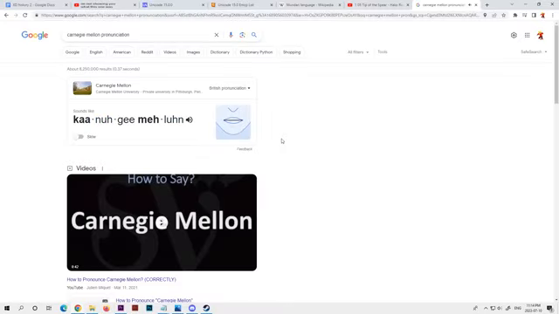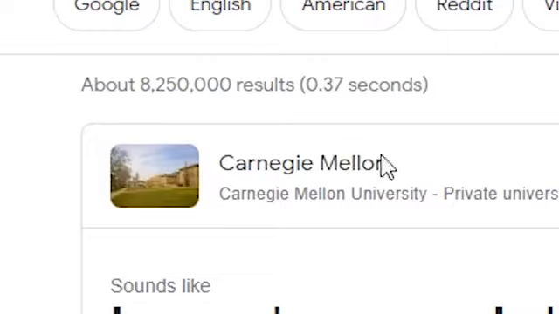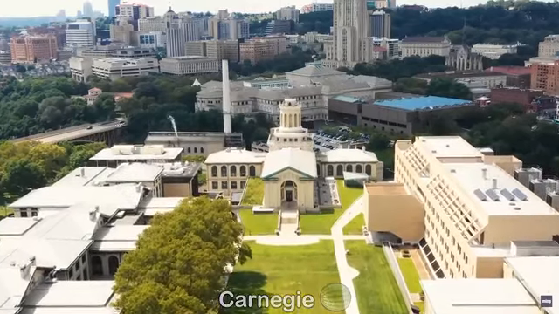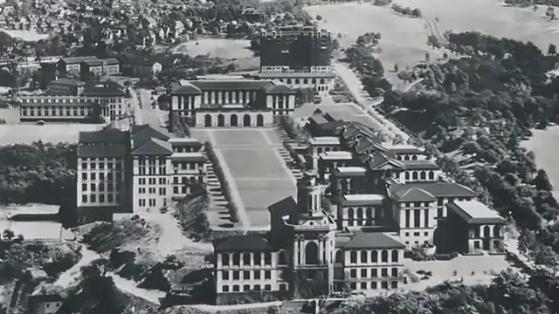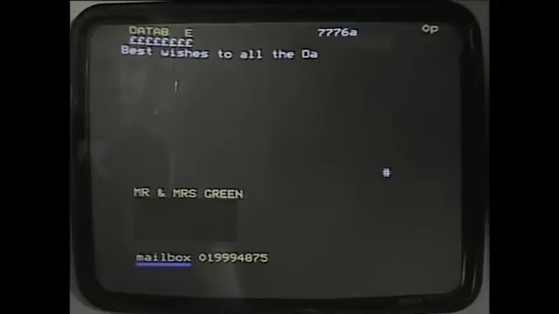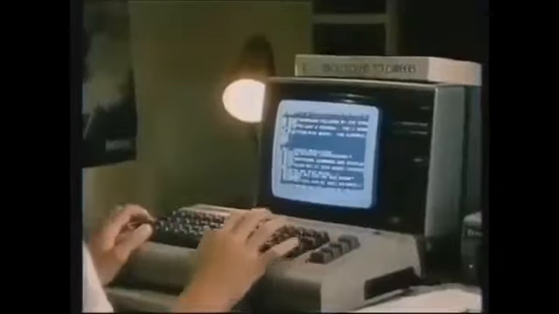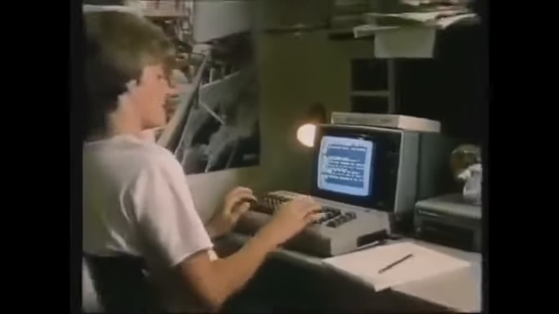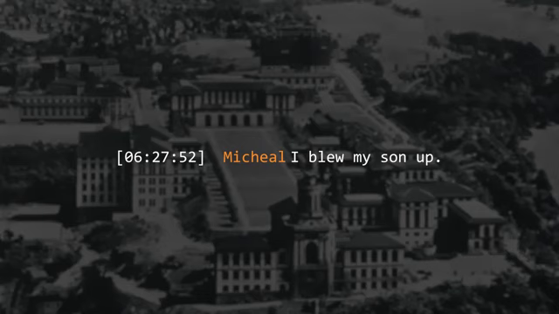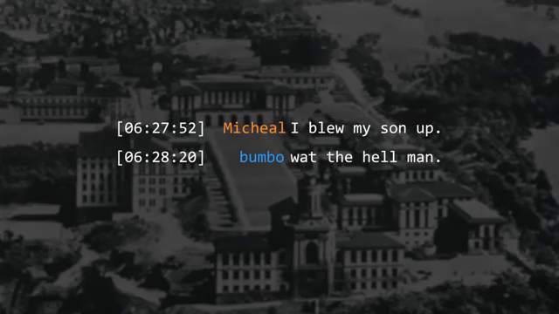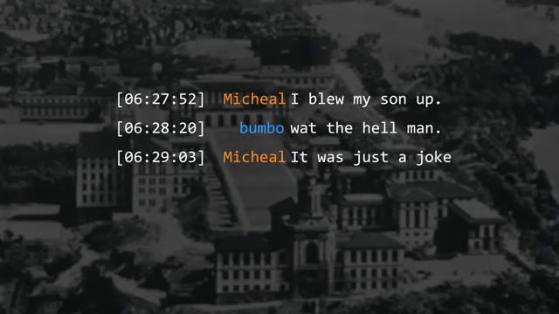Carnegie Mellon. There's no way it's pronounced like that. Carnegie Mellon. Mellon? At Carnegie Mellon University in 1982, where they were having issues on their teacher and student communication form. At this point, there was no real way to imply tone or emotion in a message made of text. So messages that were meant as jokes would be taken the wrong way and oftentimes lead to big misunderstandings.